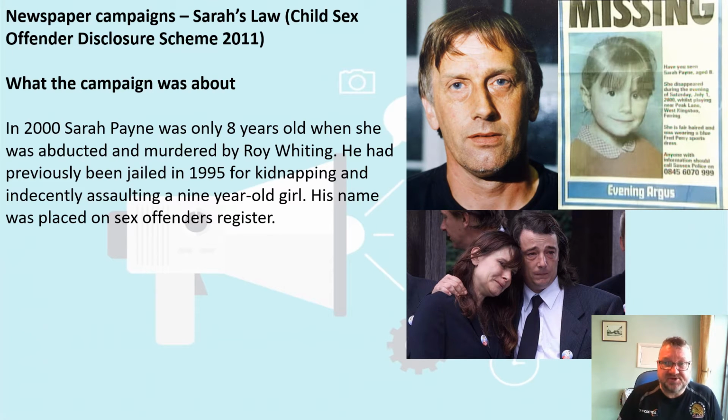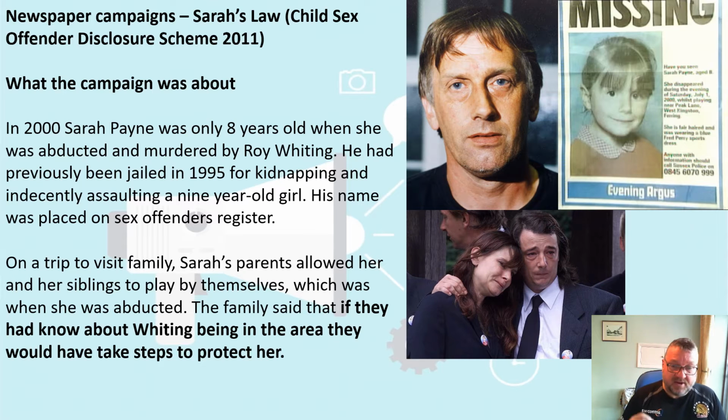In 2000, Sarah Payne, who was 8 years old, was abducted and murdered by this man here, Roy Whiting. He had previously been jailed in 1995 for kidnapping and indecently assaulting a 9-year-old girl, and his name had been placed on the sex offenders register. On a trip to visit family, Sarah's parents allowed her and her siblings to play by themselves, which was when Whiting abducted her. And the key bit here is the family said if they had known that Whiting had been in the area, they would have taken steps to protect Sarah. In other words, they never let her go out to play unattended.